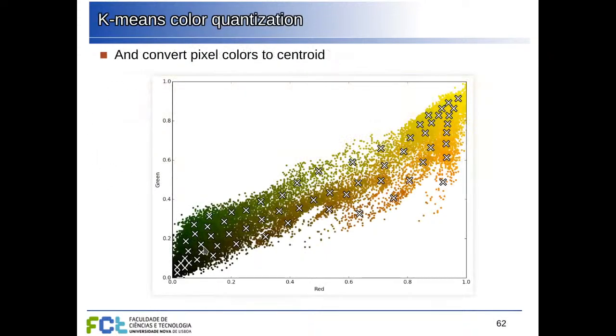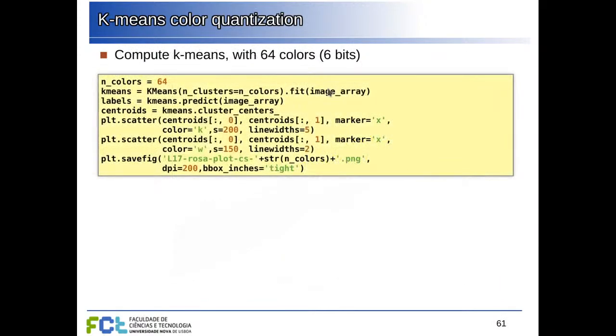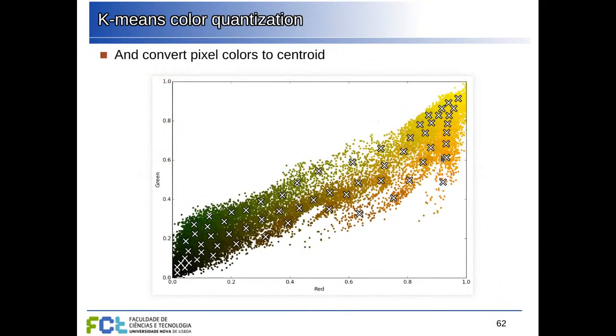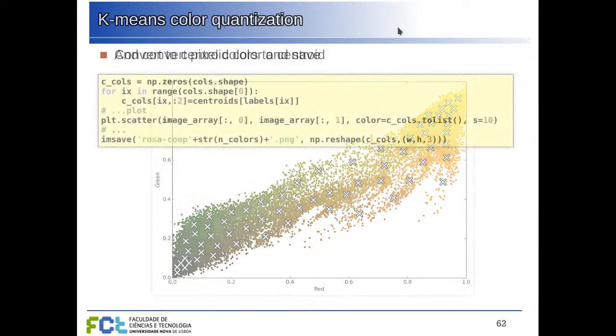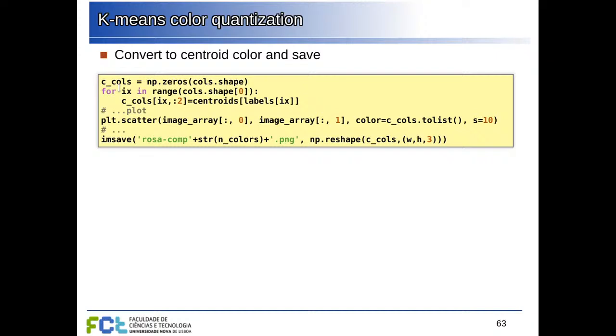We took the coordinates that are given by the red and green components, we compute the centroid positions, and now we can assign the color of each pixel to the color of the centroid. So we can convert all the pixels into just 64 colors. We can do that easily by going through all our pixels and setting the color of each pixel, the red and green component, to the coordinate of the centroid of the cluster the pixel belongs to.